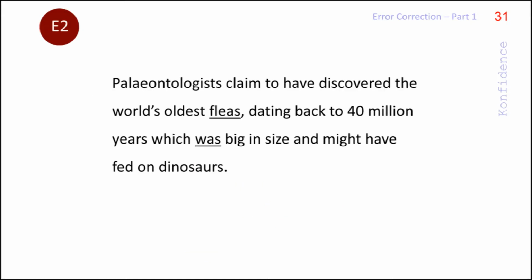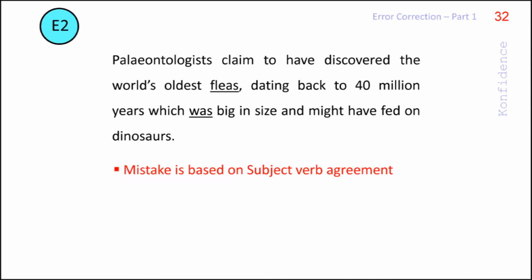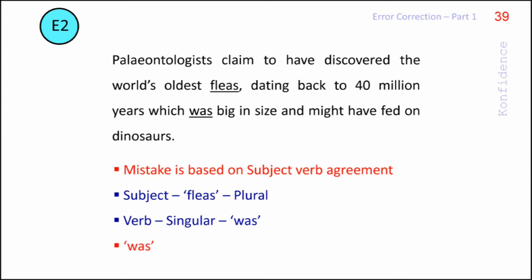Look at this sentence given in the slide. In the sentence E2, the mistake is based on subject-verb agreement. Look at the two underlined words. Here the subject is fees, which is plural. But the verb that follows it is singular, was. So, was must be substituted with its plural form, were.